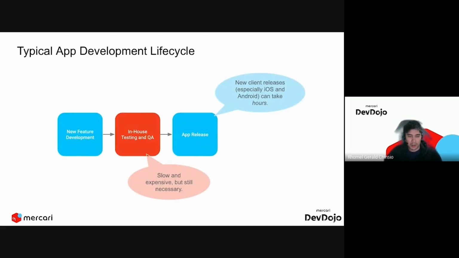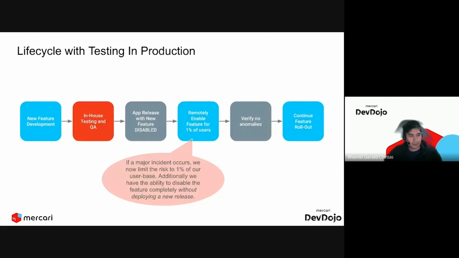So first, for some background, here's the basic life cycle. You do a new feature, and then maybe you have QA test a bit, and then you release whatever that feature is. And QA is very slow and expensive. So how does it change if we test in production? Well, we do the new feature development. Of course, we still do some QA. And then we release with the feature disabled.